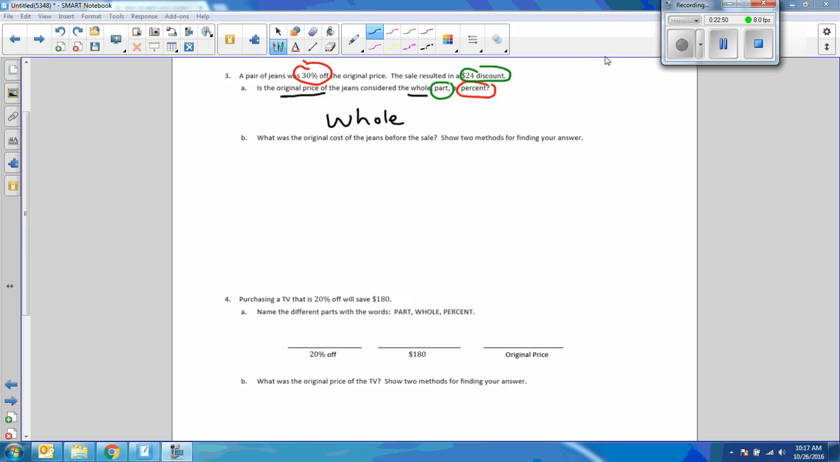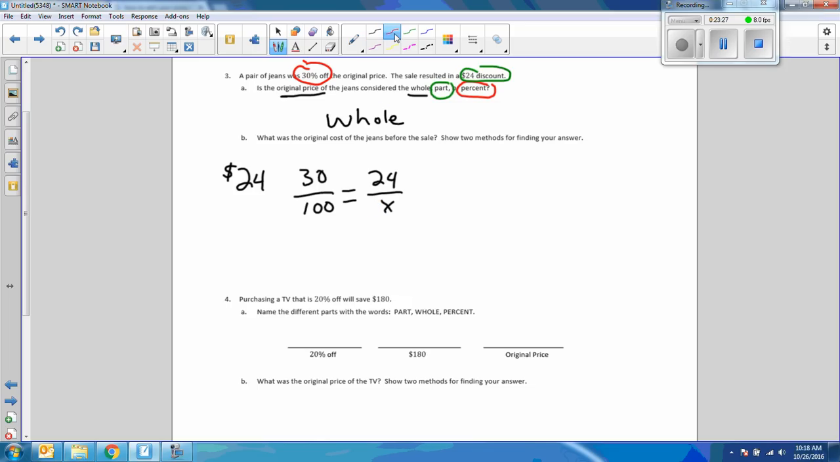Okay, part B. What was the original cost of the jeans before the sale? Well, they gave us a discount price of $24. Okay, that's the discount price. 30% is 30 over 100. So I want to find out what 24 is a portion of. I don't know what the total was if the discount price is 24 and 24 is 30%. So the 30% equals 24. The total is what we're looking for.